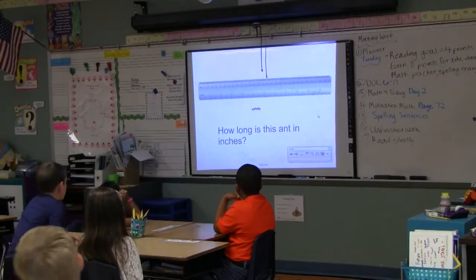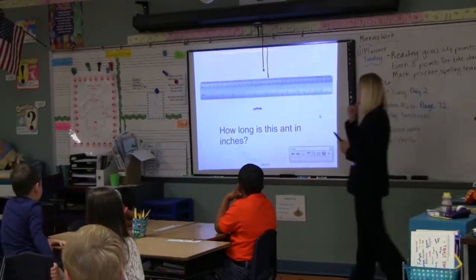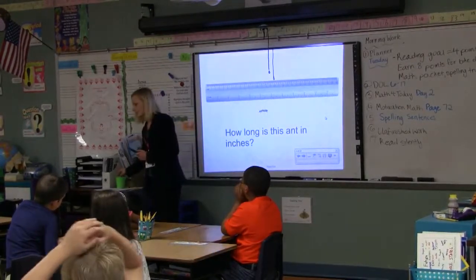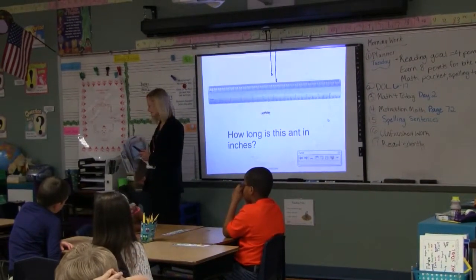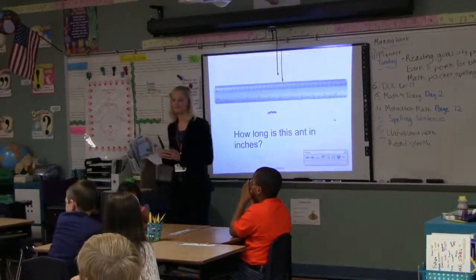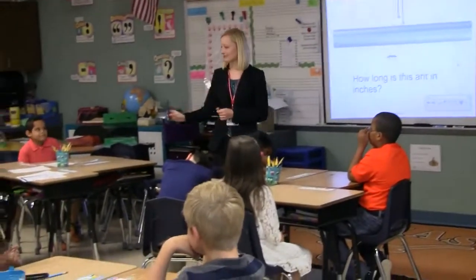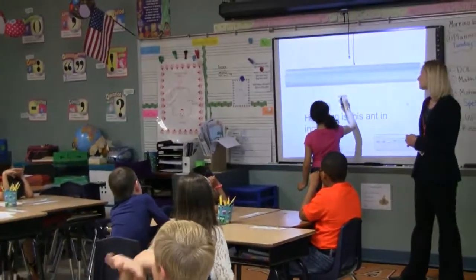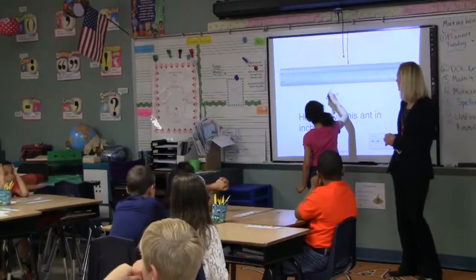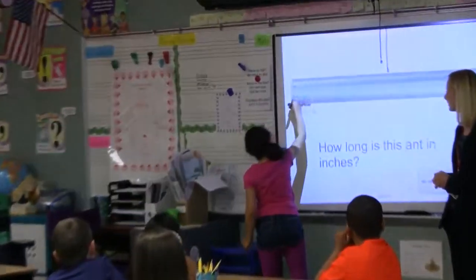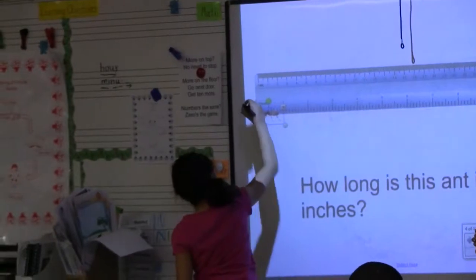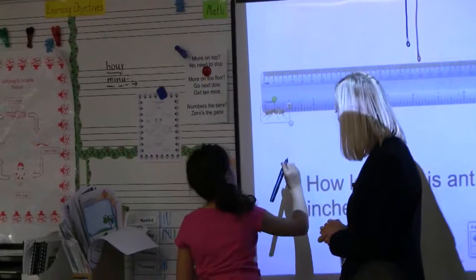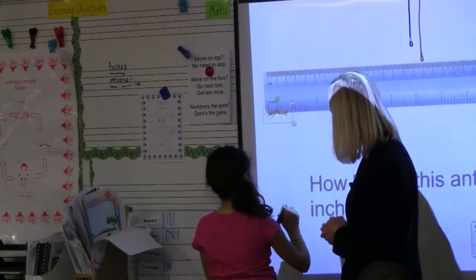Okay. So now we have an ant. So we're going to find out how long is this ant. Let's see. Allison? There you go. So we've dragged the ant. We start on the 0. And we measure it from the beginning to the end. So how long is this ant in inches? Can you tell? Yeah, about 1 inch.